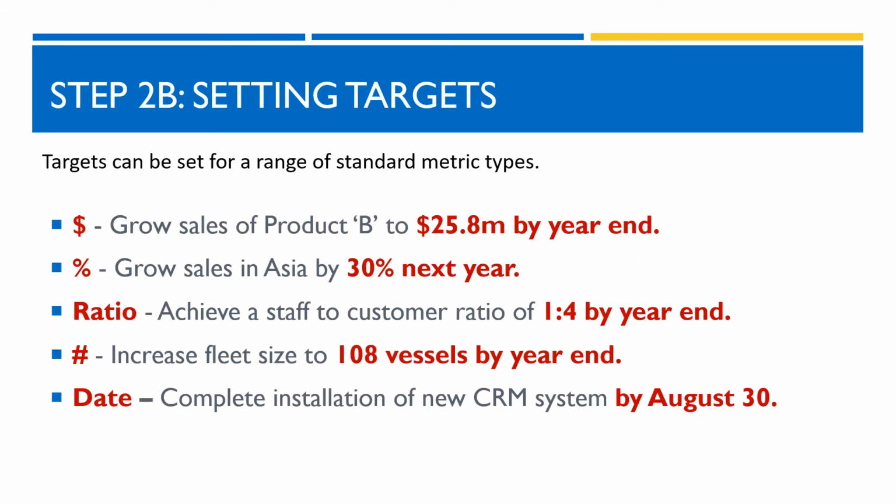Targets can be set for a range of standard metric types. For example, grow sales of product B to $25.8 million by year end. %. For example, grow sales in Asia by 30% next year. Ratio. For example, achieve a staff-to-customer ratio of 1:4 by year end. Raw number. Increase fleet size to 108 vessels by year end. And finally, date. Complete installation of new CRM system by August the 30th.